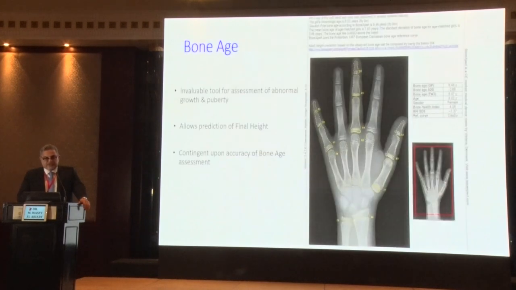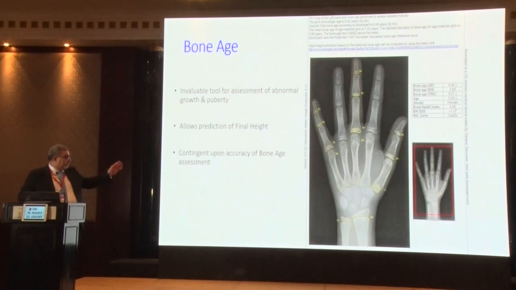Bone age, as we mentioned, is a very important tool for the diagnosis of the cause or the direction we'll move into investigating or managing short stature. Now we have what we call the GP Atlas, which is based on artificial intelligence, and it looks at every single bone.